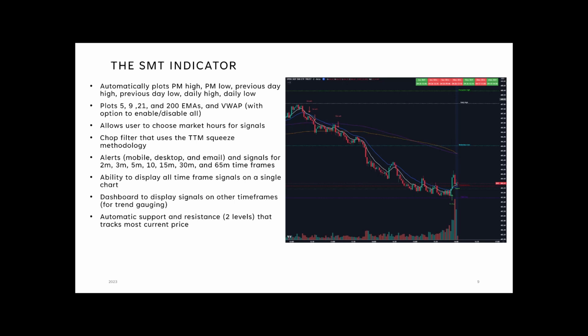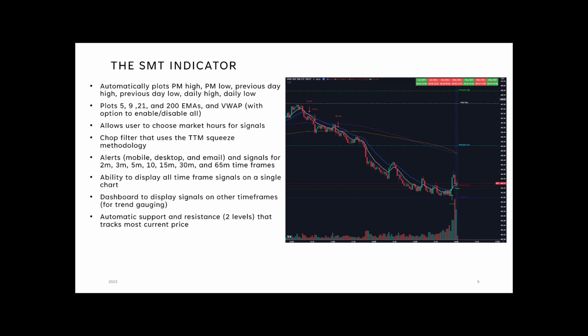It also will plot the 5, 9, 21, and 200 EMAs. You can enable and disable those, change the color, whatever you want to do. And it also plots VWAP. Another cool thing about creating indicators like this is that TradingView has a limited number of indicators you can put on your chart if you don't have a premium subscription. By combining all this stuff that otherwise would be separate indicators into one, you can just have everything centralized. So we have all our EMAs, we have VWAP on there.